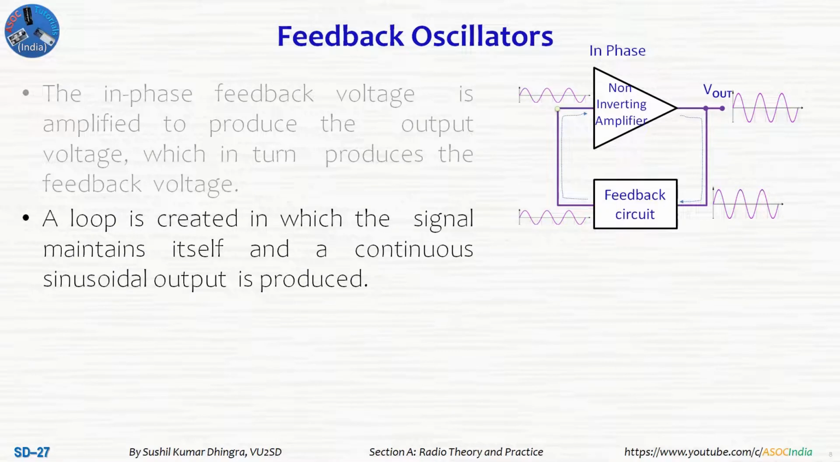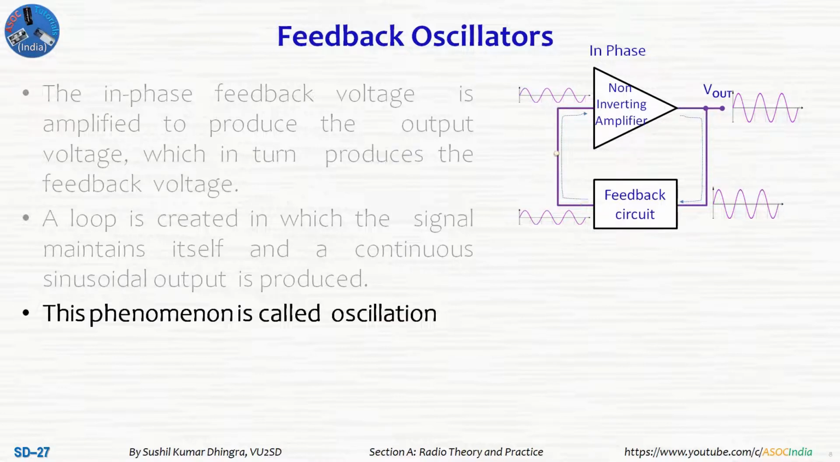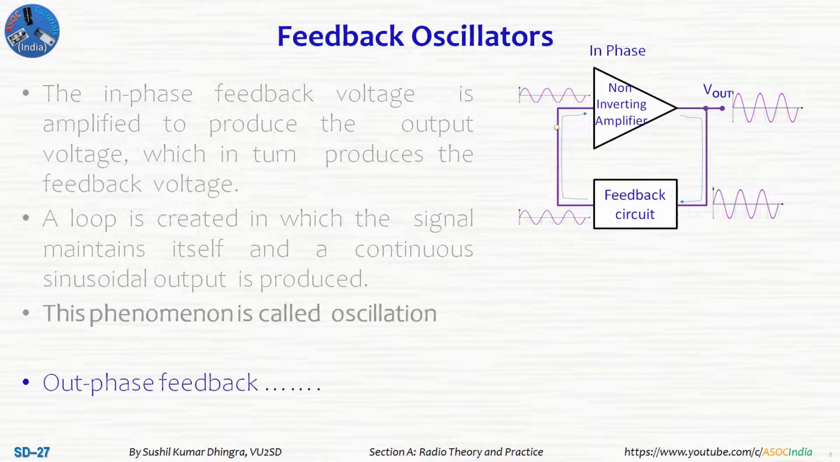In the same way, a loop is created in which the signal maintains itself and a continuous sinusoid is produced. You can see on the right side, a loop is already created, and the output is being fed back to the circuit to maintain a continuous output. This value, this frequency, depends on the feedback, RC and other parameters, and this phenomenon is called oscillation. Continuous generation of frequency is called oscillation. Keep this in your mind.